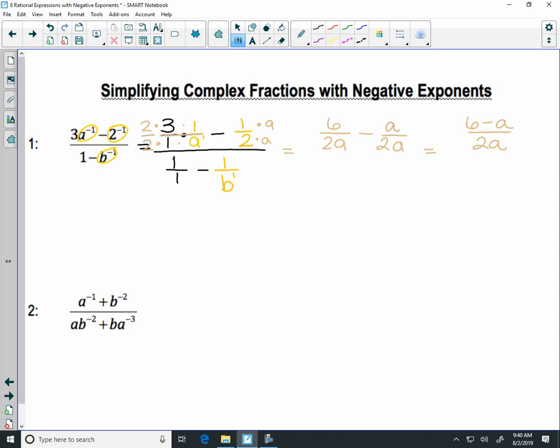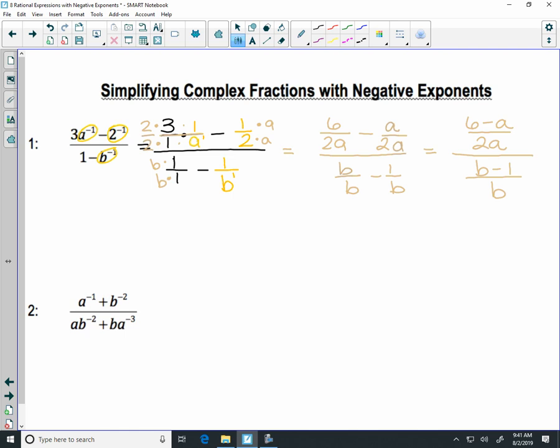And now I'm going to work with the denominator. And you can do whatever order you want, just like when we were working with our other complex fractions. I kind of like getting the numerator as simple as possible, getting the denominator as simple as possible, and then combining them. Okay, so I have 1 over 1 and 1 over b, so I just need to change this 1 over 1 into b over b. So I have b times 1 is b, minus 1 over b, which is b minus 1 over b.